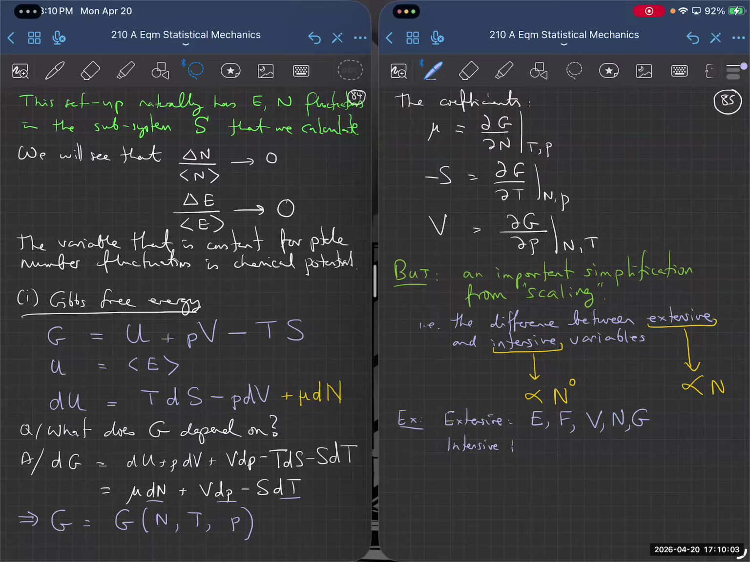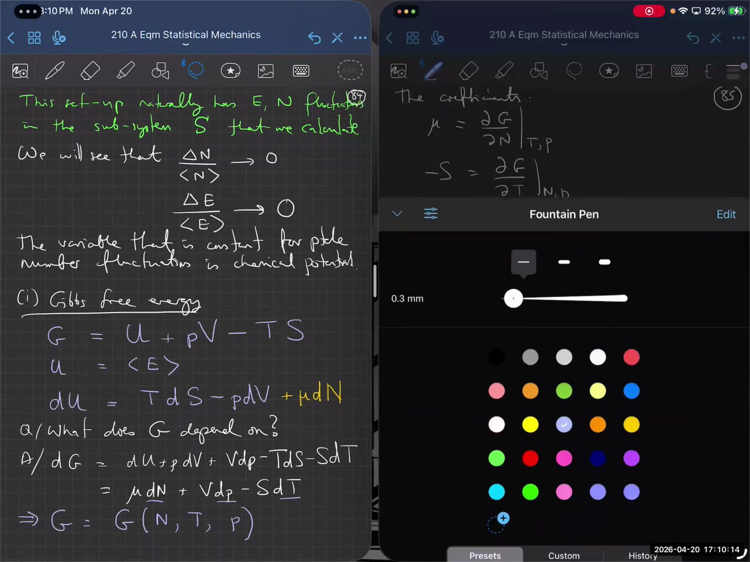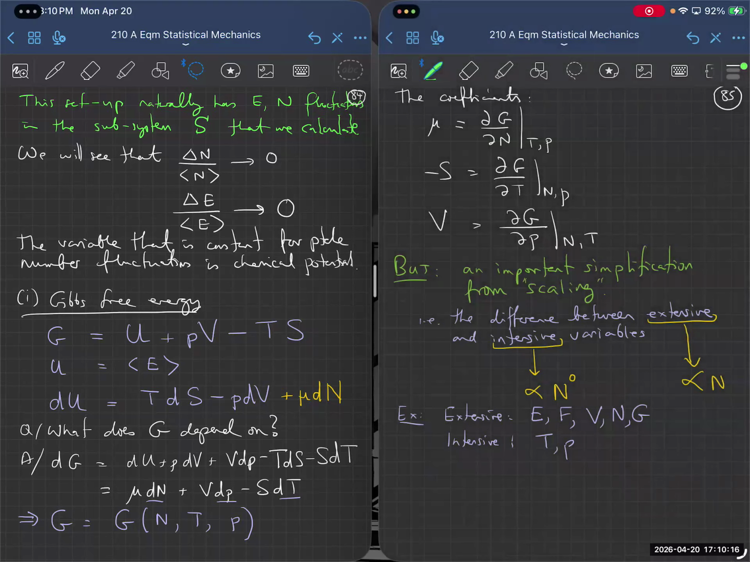Temperature. Yes. Very good. Thank you. Okay. Give me another one. Pressure. Exactly. Pressure. So now let's have a look at what that means in this particular case. So the intensive ones, these ones do not change.